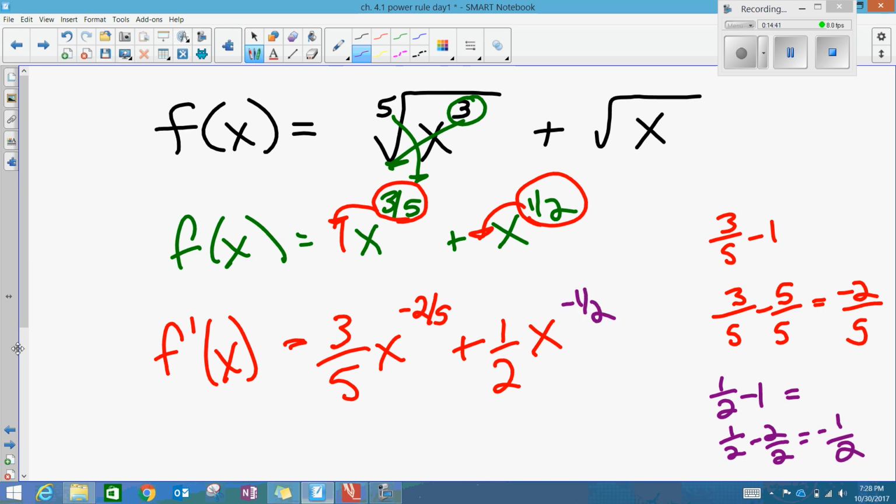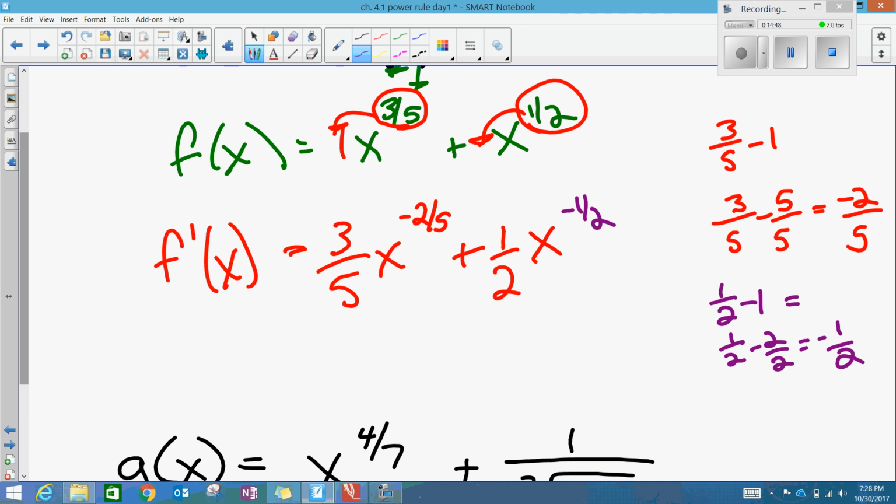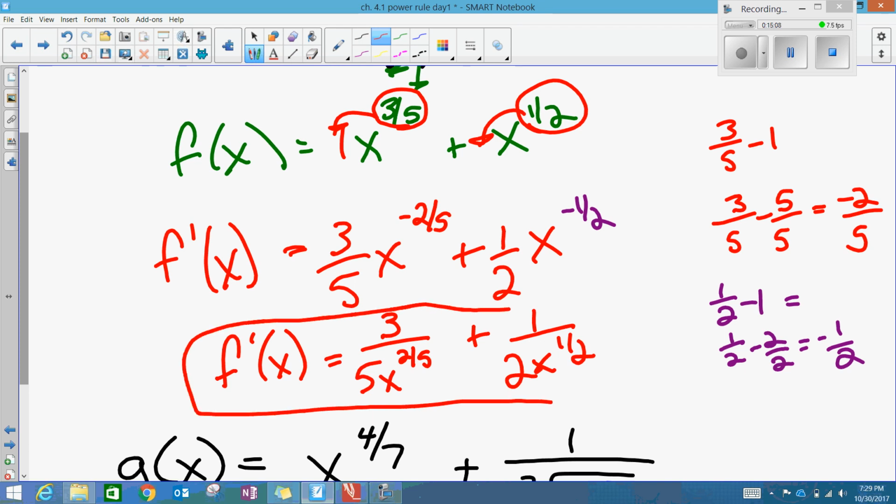So again, any derivatives we can take with whole number exponents, we can do with fractions. So now we're just going to rewrite this. We don't have to put it back in radicals, but we do want to put those exponents on the bottom. So if we rewrite the derivative, it's going to be 3 over 5x to the 2/5 plus 1 over 2x to the 1/2. So again, don't freak out or anything, but all I did was take those negative exponents and put them down on the bottom of the fraction.